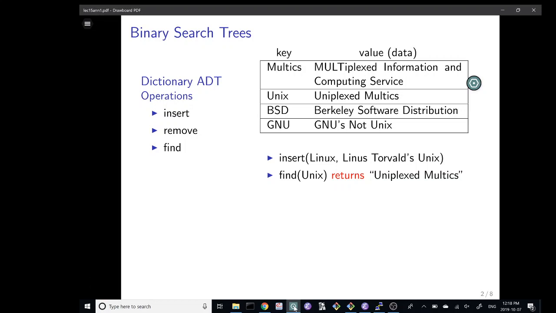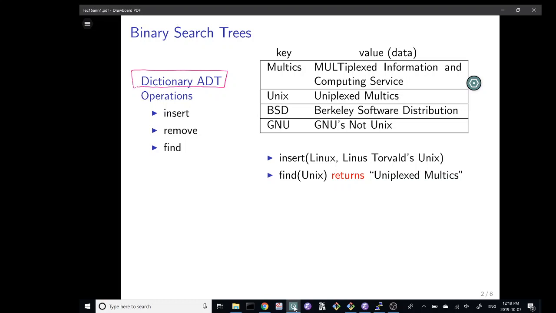Okay. We're going to talk about binary search trees. So this is a binary tree, but it has an additional property. And the reason we're talking about binary search trees is they're one way of implementing an abstract data type, which is called a dictionary. So the dictionary abstract data type associates a key, like a keyword, with a definition or with some data. So you have a key data pair, sometimes called key value pairs.